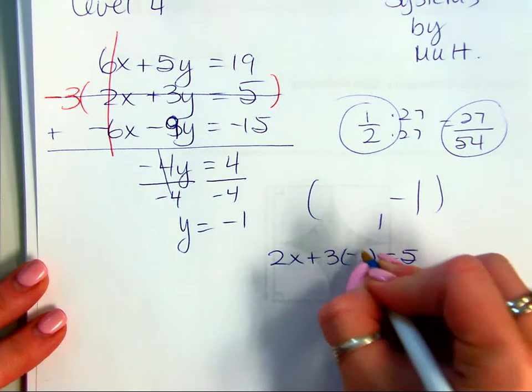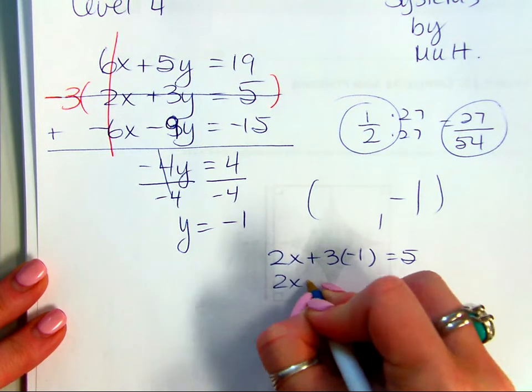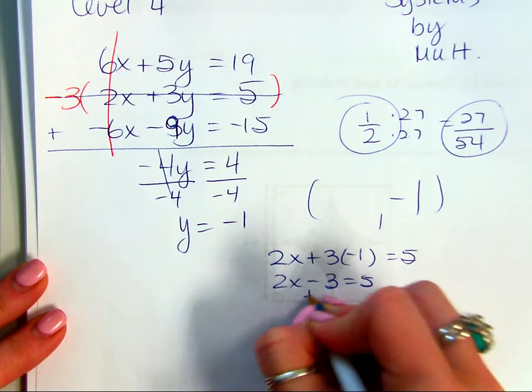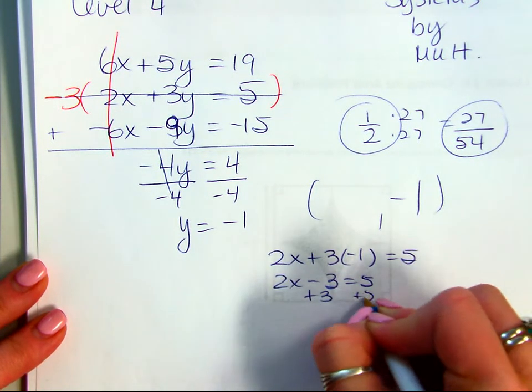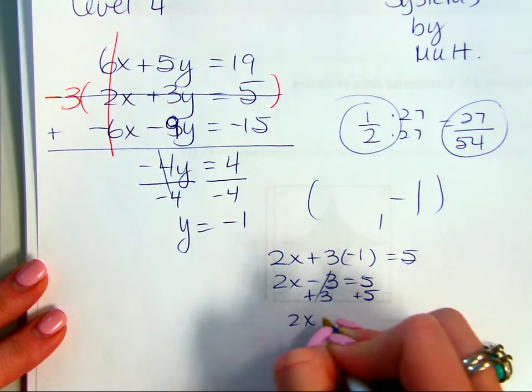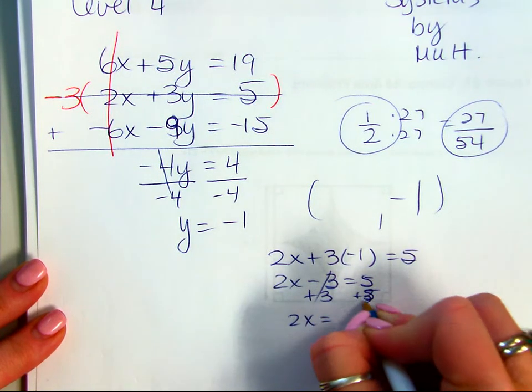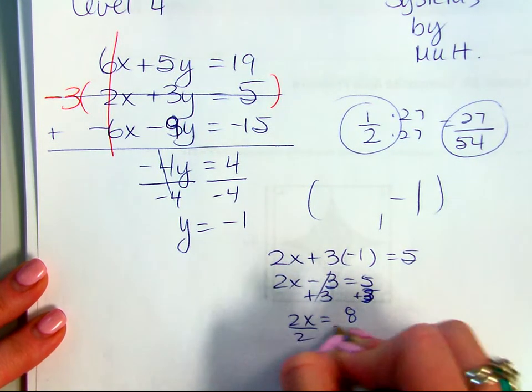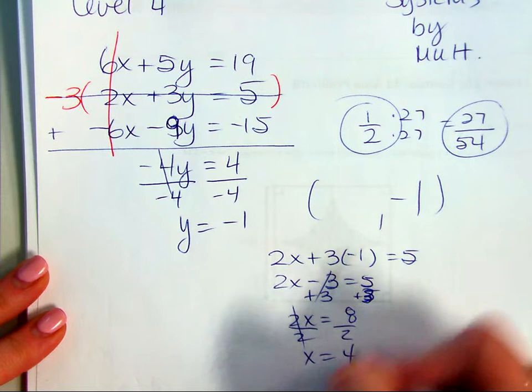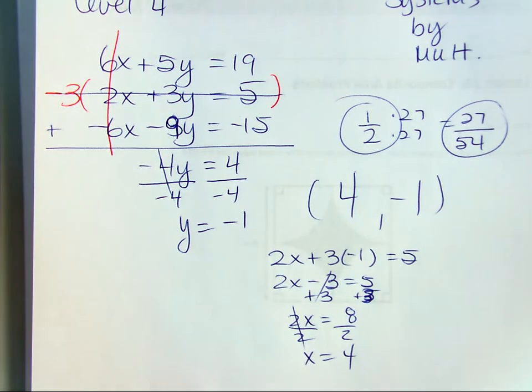Okay? There's your -1. 2x minus 3 equals 5. Plus 3, so that your x is going to be 4. 8. Okay? Are we okay with this? Yeah.